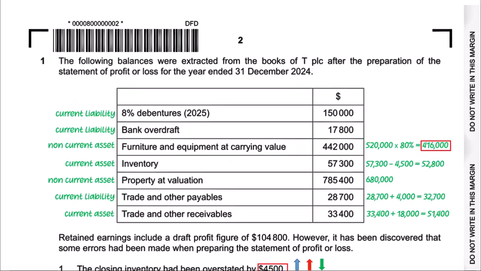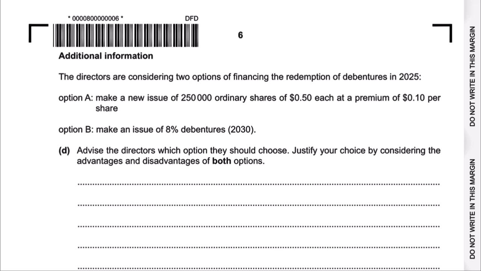The background is something like this. The company has already 8% debentures with a value of $150,000. This means that these debentures will be redeemed in 2025. The company now needs to decide how to finance this redemption. Two options have been given. We consider option A, a share with a face value of $0.5 will be issued at a premium of $0.1 per share, meaning at $0.6 per share. So the total proceeds would be $150,000, which is exactly equal to the value of the debentures.